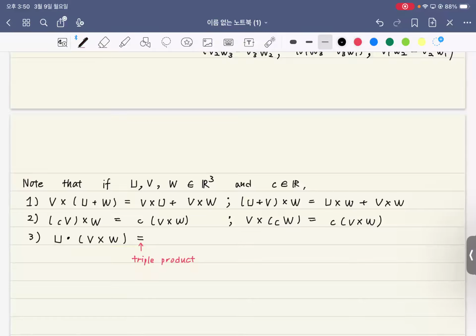And I claim that this is the determinant of u, v, and w. Do you remember this notation? This is the determinant of the 3 by 3 matrix whose first row is the components of the vector u, and second row is the components of the vector v, and the last row is the components of vector w.